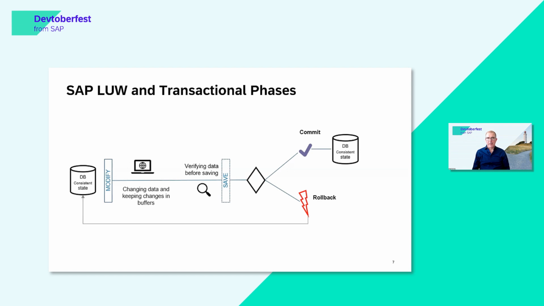When we look at the SAP LUW and the transactional phases we have, we see that there's usually a modify phase. So the user is working in the UI, is changing data, buffers are updated, and then finally, if everything is fine, the user presses the save button, and then either the data is committed to the database in the end, or it might be that something goes wrong and it rolls back.